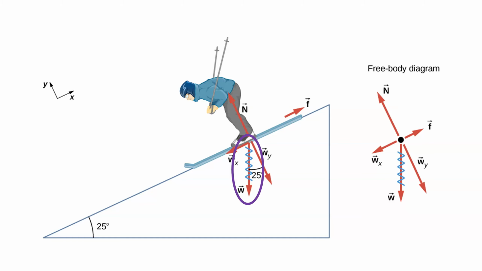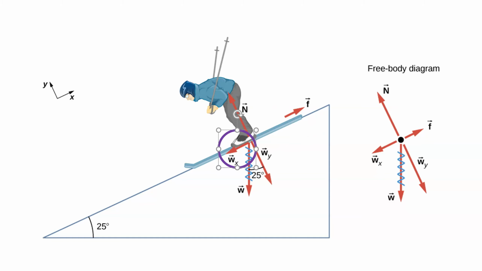Notice that the force of gravity, or weight, is still directed straight down toward the earth. The skier may be moving downhill, but in terms of the motion perpendicular to the plane, the skier is not plunging through the surface of the earth. That means the perpendicular component, or y component, of the skier's weight is equal and opposite to the normal force exerted by the ground onto the skier.